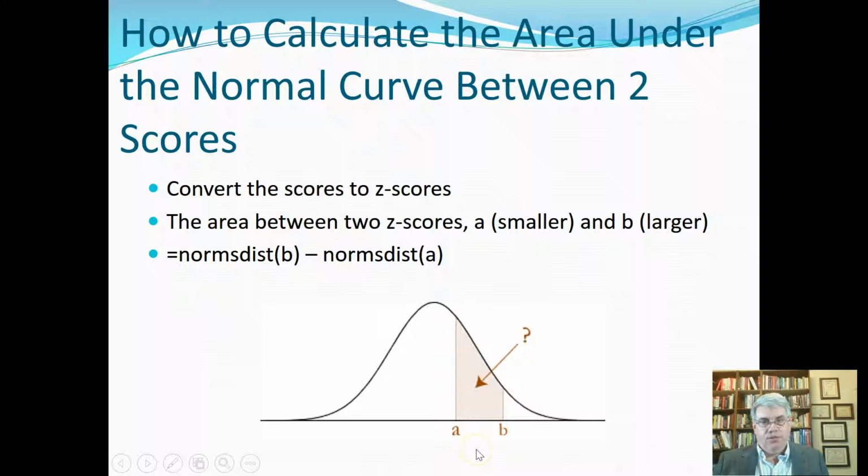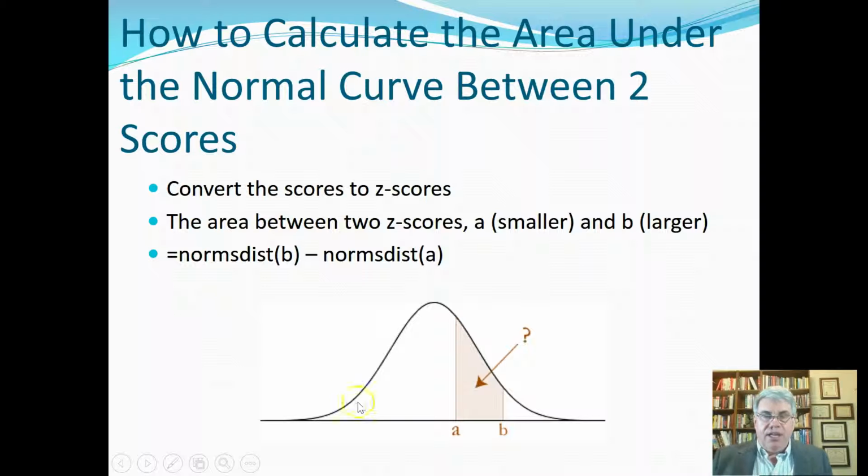between these two scores. What we're going to do is convert the scores to z-scores, and then look at the area between the two z-scores, A and B. We're going to use the Excel command NORM.S.DIST, the normal standardized distribution, of B, so that's all the area to the left of B, and we're going to subtract the area to the left of A, NORM.S.DIST of A. So let's see how that will work.